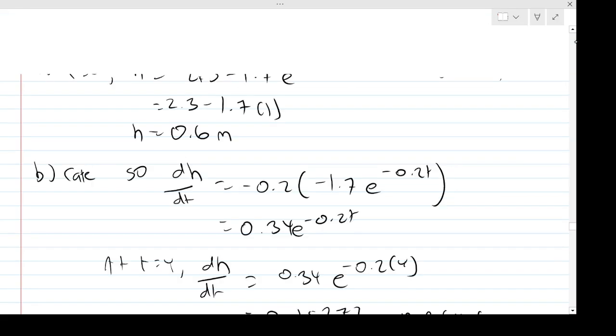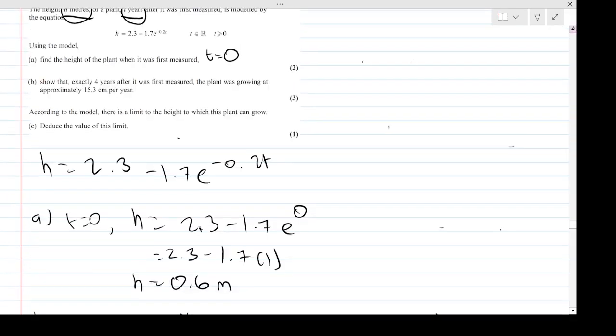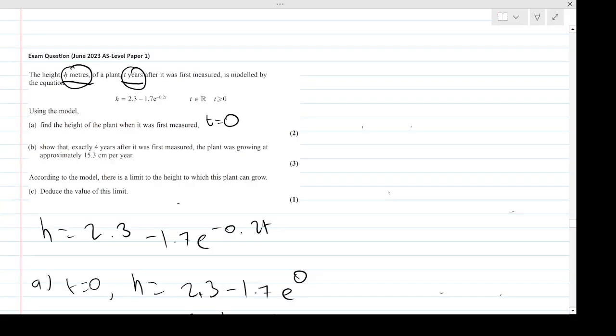There we are. Then, according to the model, there is a limit to the height at which the plant can grow. So it's talking about limits again, the limiting value, the sort of the long-term value, okay? There's a limit to what height the plant can grow. So it's saying that over time, over a huge amount of time, eventually there'll just be a cut-off point. The plant will grow no more. So there's an end point, there's an end value, there's a limiting value, right, to h.